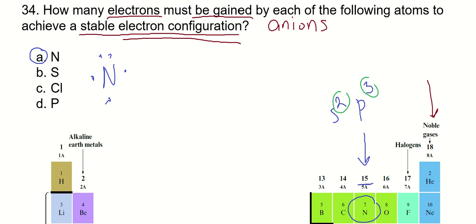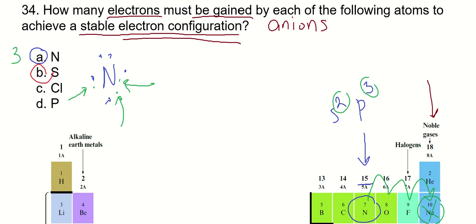All those elements in group 15, because they have 5 valence electrons, are going to want to gain 1, 2, 3 electrons to achieve the octet rule. 1, 2, 3 to achieve the electron configuration of neon in this case, their nearest noble gas. So the answer here is 3 electrons.